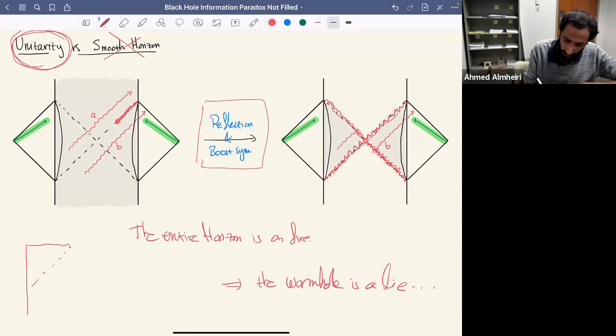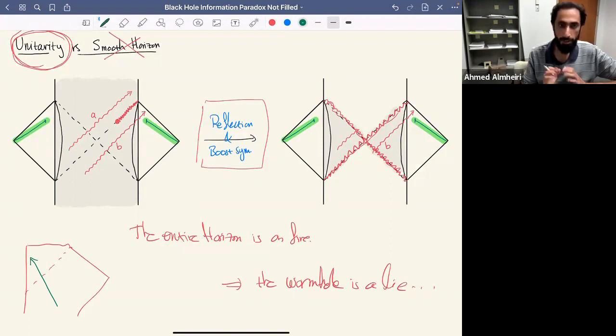Yeah, but I'm drawing now a black hole formed from collapse. So you throw something in here. What I'm trying to say is that, first, we don't understand what the firewall is. But it's not clear to me why throwing something in would create a firewall, right?